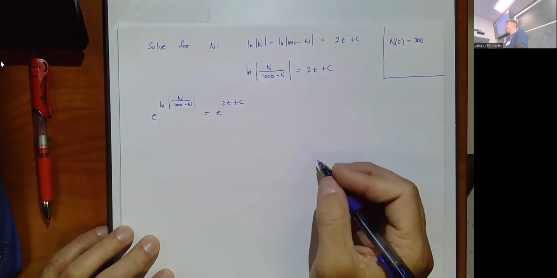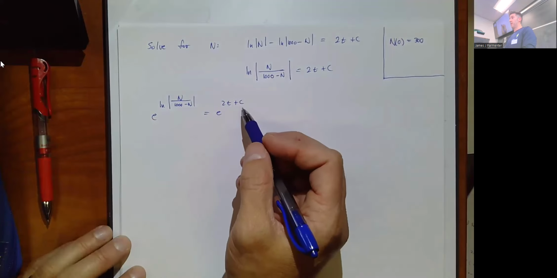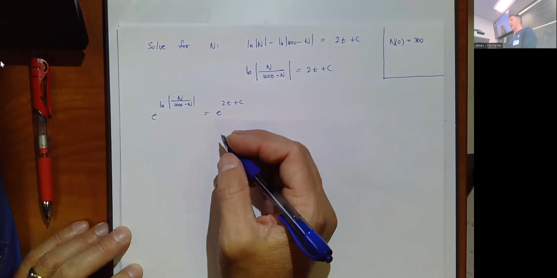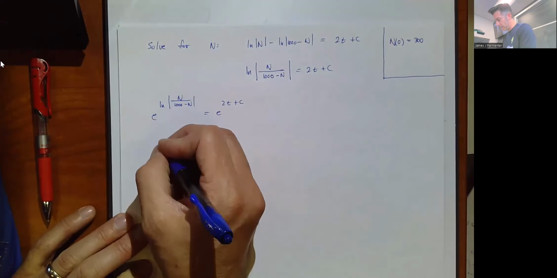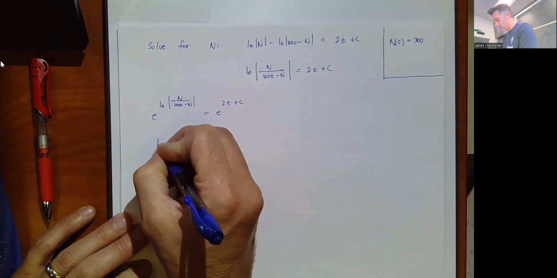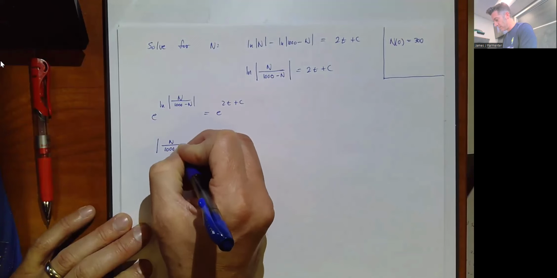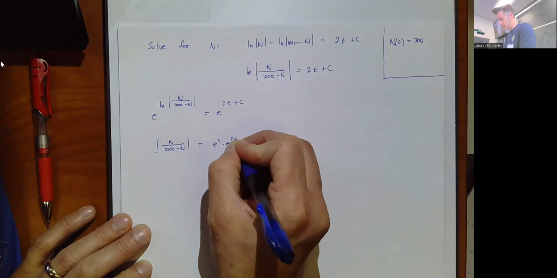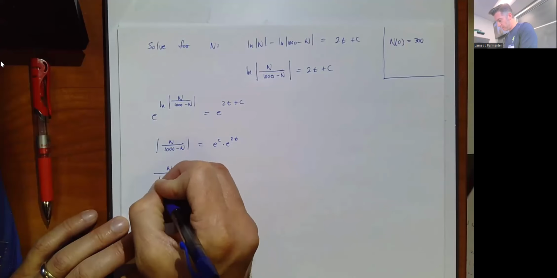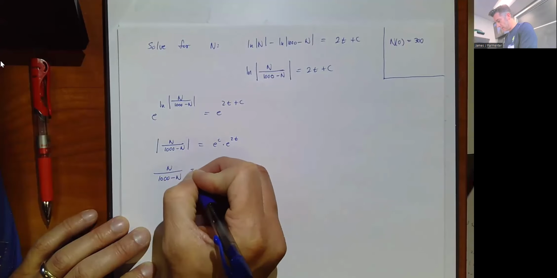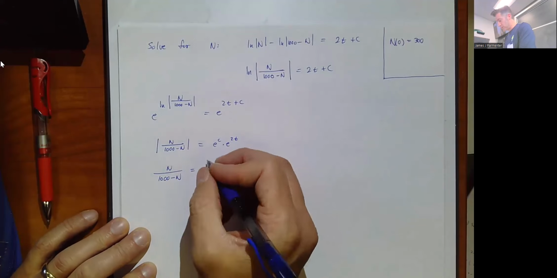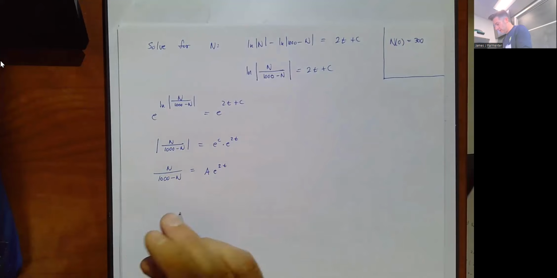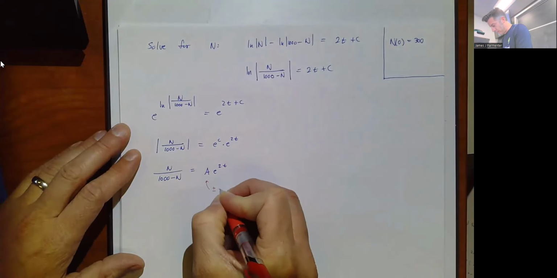I feel like you've seen this enough times to know that e to the 2t plus c is going to be e to the c times e to the 2t, and then we're going to say that it's plus or minus e to the c, and that's it. So I'm going to say that I have the absolute value of n over 1,000 minus n equal to e to the c times e to the 2t. And then the n over 1,000 minus n gets to be my plus or minus e to the c, which I'm just going to call A. But just so everyone knows, that A is either positive or negative e to the c.